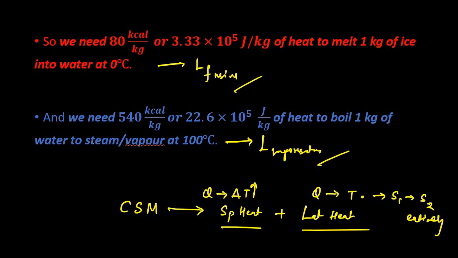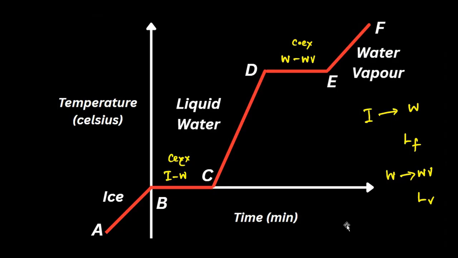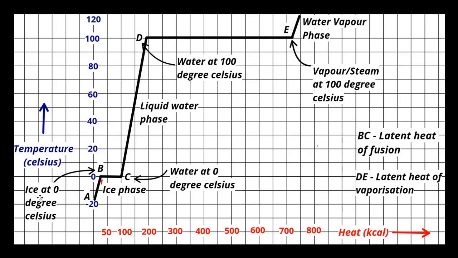Now, another interesting thing here is that this is only for the ice, water, water vapor transition. For other materials, these heat values will be different, the temperature values will be different, the time values will be different. But the overall nature, the overall structure of the plot will be the same. The slopes may be different, the time duration for which the temperature is constant may be different, or the amount of heat required to change the state at constant temperature may be different. But the overall foundational principle will stay the same.